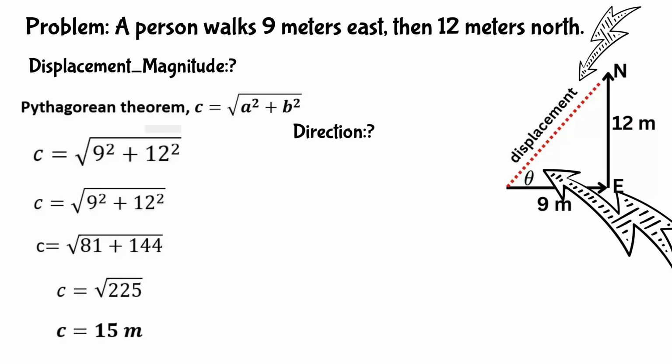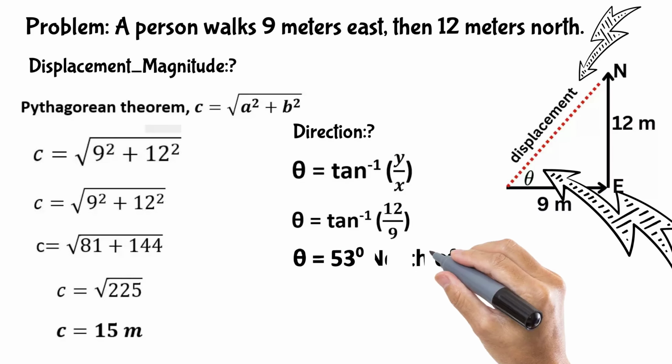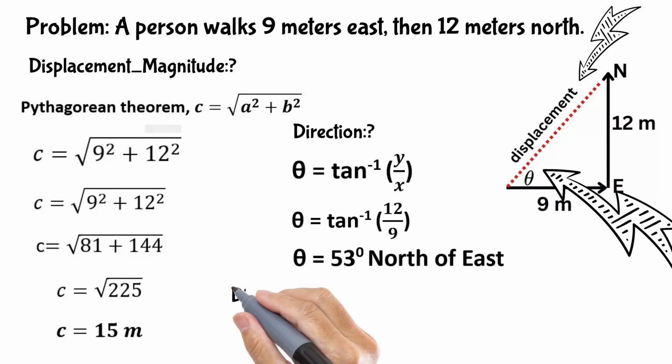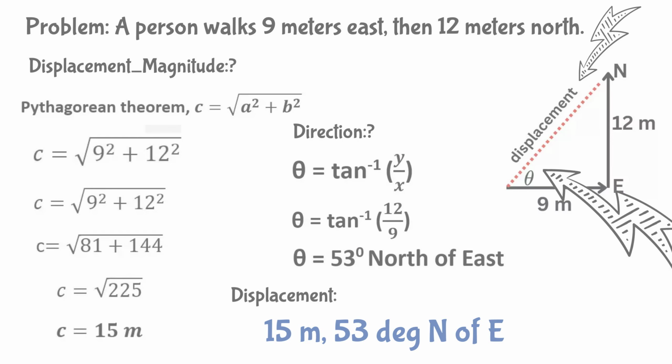To find the direction, we use the inverse tangent function. Theta equals arctangent of 12 over 9. This is approximately 53 degrees. Therefore, the displacement is 15 meters at 53 degrees north of east.